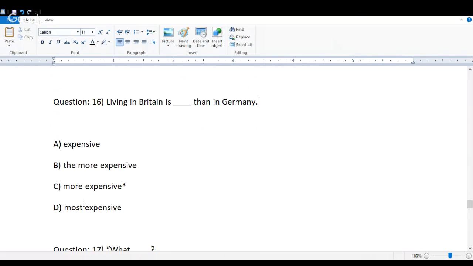Good. And we use most expensive for the superlative, so we can't use that. The more expensive, we can't use that either because with more, we don't use the word the. That's also the superlative. And expensive is just the normal adjective, which is not complete.